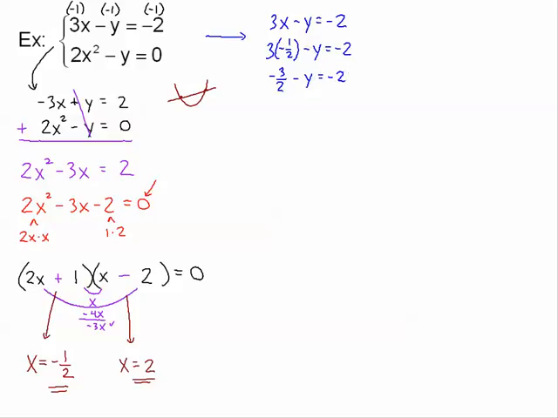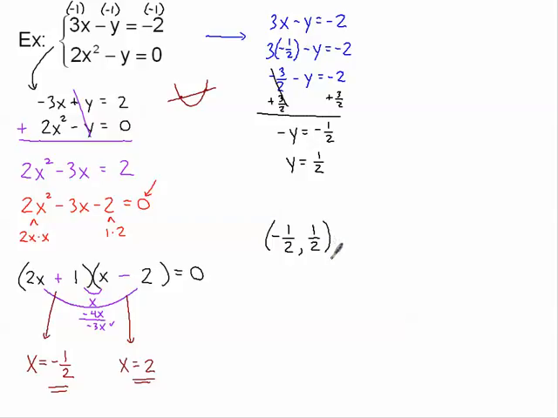When I add 3/2 to both sides, I've got that -y equals, this is -4/2 plus 3/2 makes -1/2. And of course, I just need to multiply by -1. So it looks like I get y is +1/2. So one of my solutions is -1/2 comma +1/2.